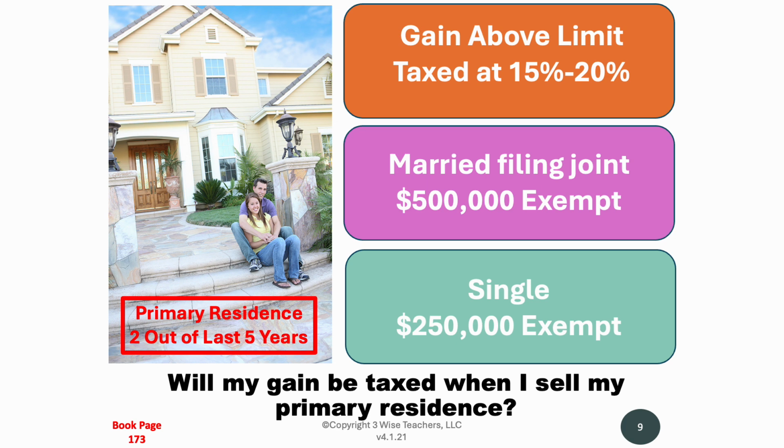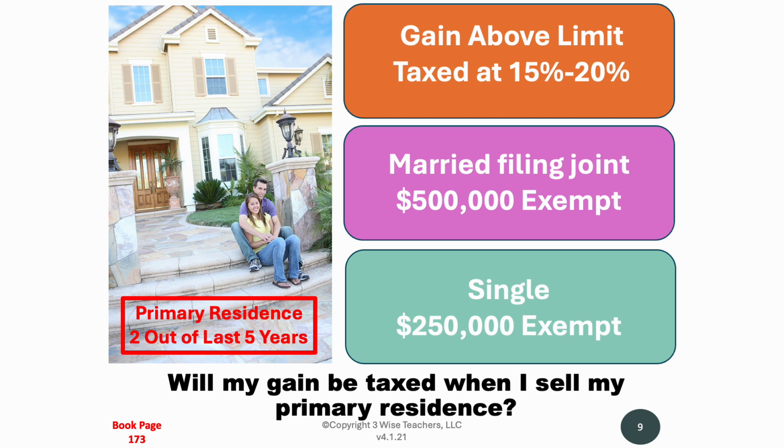If you are a single person and you own that property and you sell it and you make $250,000 or less in gain, it doesn't matter what you sell it for. You can sell it for $1 million, but as long as your gain does not exceed $250,000, you're not going to have to pay any capital gains tax on this property. Look at this. It gets even better if you're married. If you're married filing jointly, the gain that you can exclude is up to $500,000.